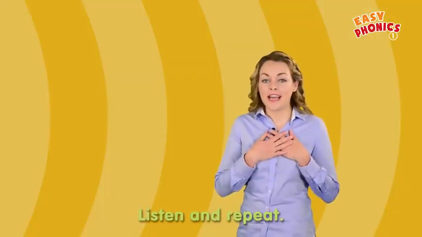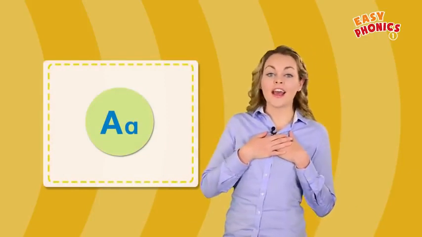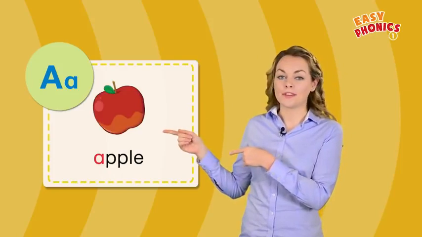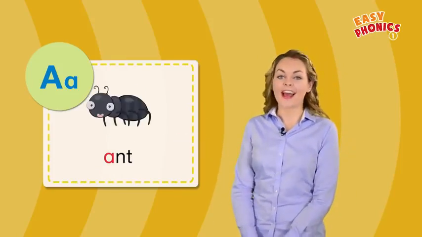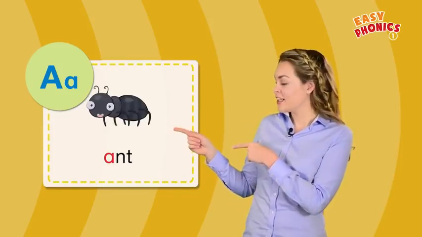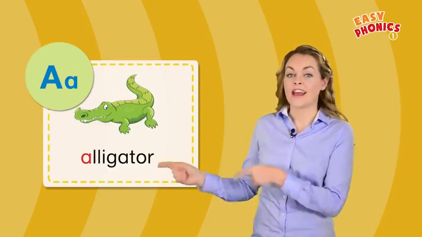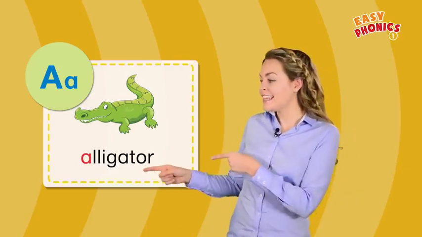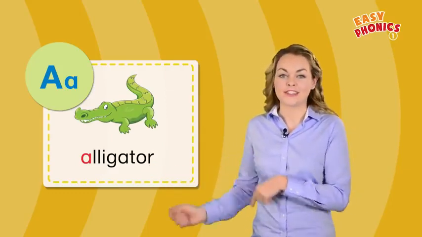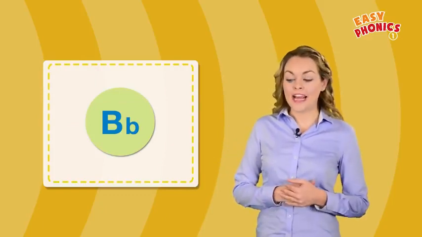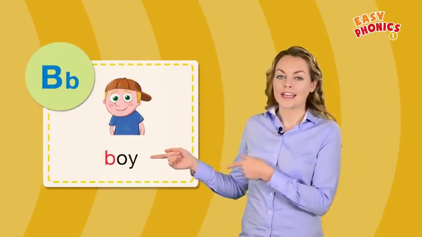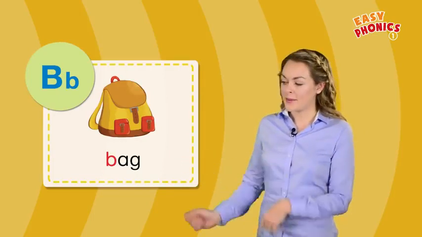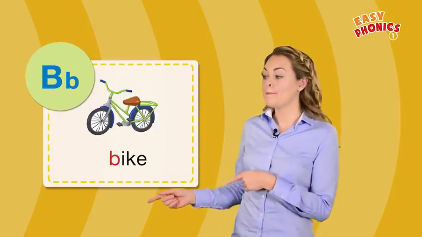Okay, now listen to me and repeat. A, apple. Good, that's an apple. Next, A, ant. Look at that ant. And next is A, alligator. Good. Okay, B, boy. B, bag. B, bike.